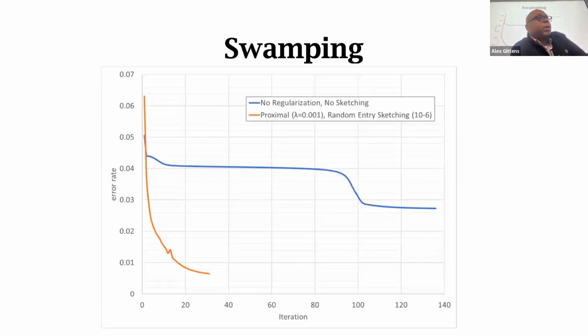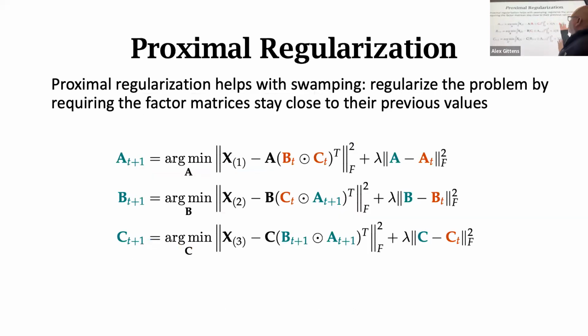So here's an example of swamping. This is if you did a naive CPD ALS solve, and then here we inserted some proximal regularization that just says keep each iterate close to the previous value of your factor matrix. And we can see that that helps mitigate swamping because it basically makes your solve strongly convex. Okay, so here is regularized ALS, where we added this proximal regularization. The nice thing about this is that the critical points of this system are the same as for ALS.